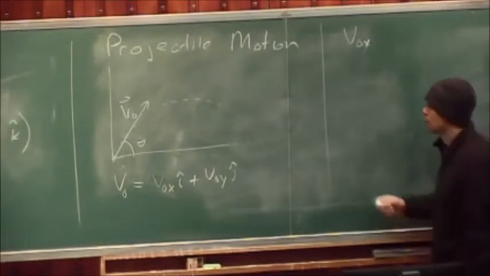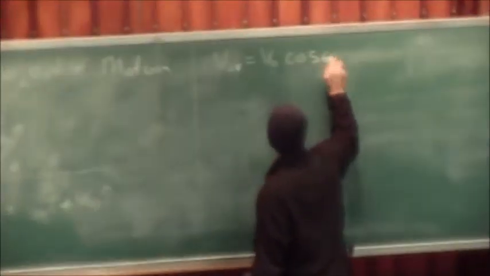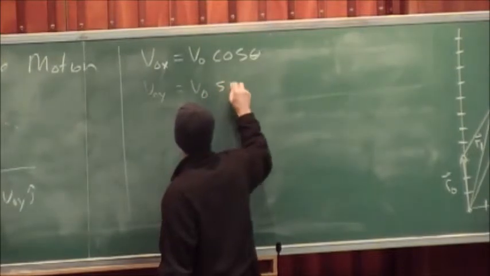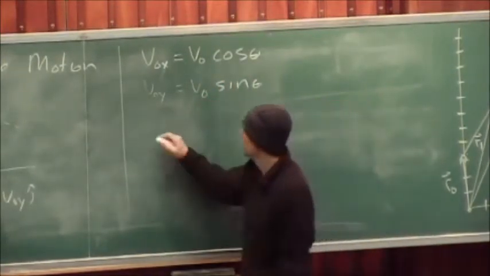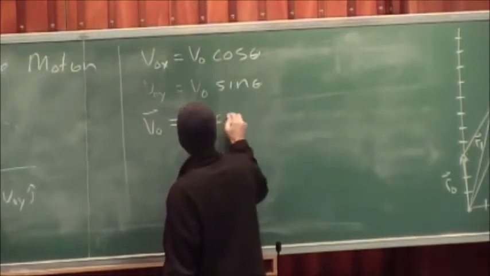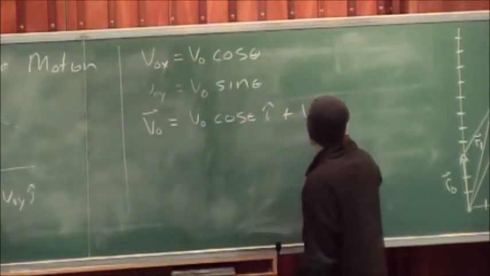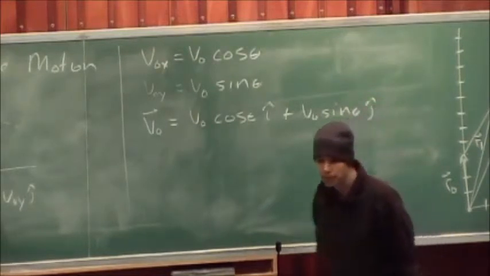Okay, good. So I have V0 cosine of theta, and V0y is V0 sine of theta. And that's the notation that we're going to be using. So V0 is just going to be V0 cosine of theta i hat plus V0 sine of theta j hat.